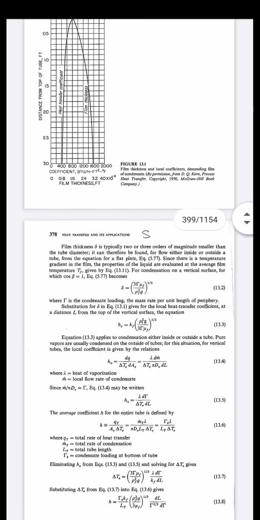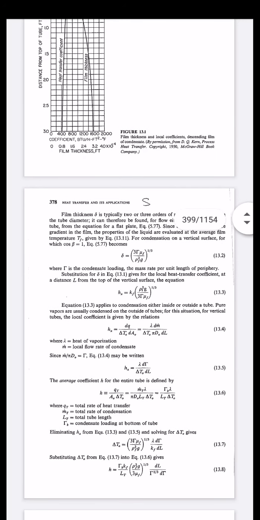Now, as per the thickness of concern, del is equal to 3 tau, where tau is nothing but the condensate loading, mu f, that is the viscosity of the film, upon density square, that is rho square g, and the entire value raised to 1 by 3. This is the condensate loading.